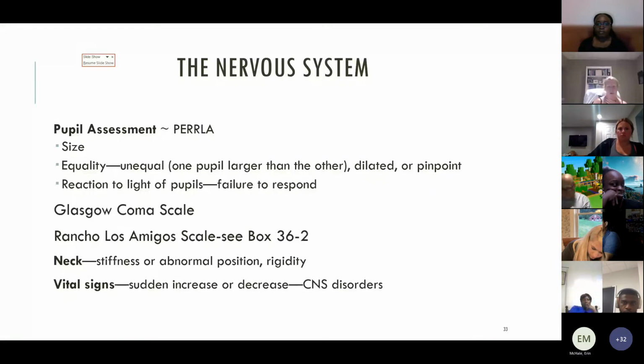And then we want to definitely pay close attention to their vital signs. So we're going to be looking at their blood pressure, their pulse, their respiratory rate, their temperature. Remember, our CNS affects our temperature. So if there's something going on in our nervous system, our CNS has been compromised somehow, our vital signs are going to show.